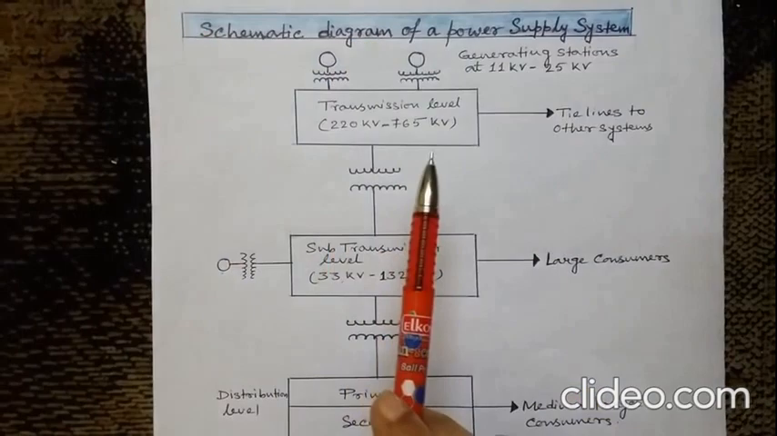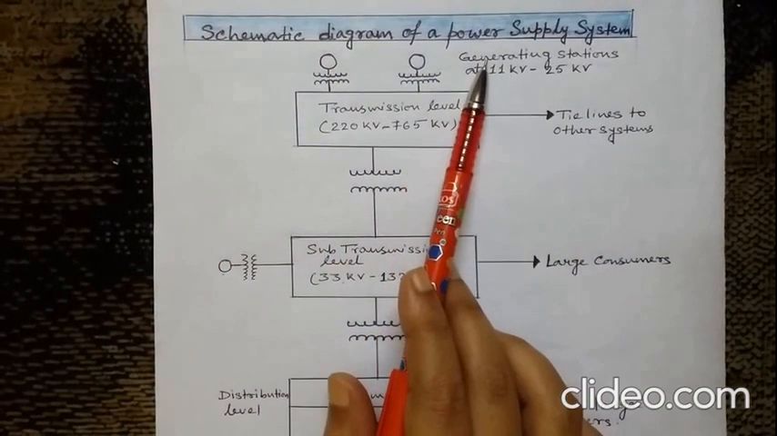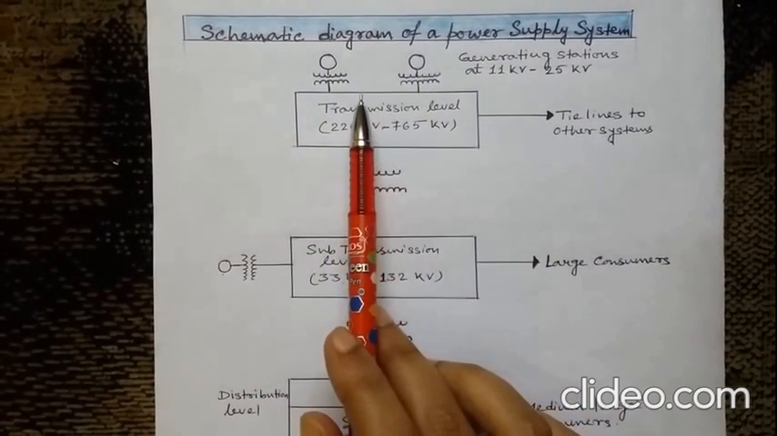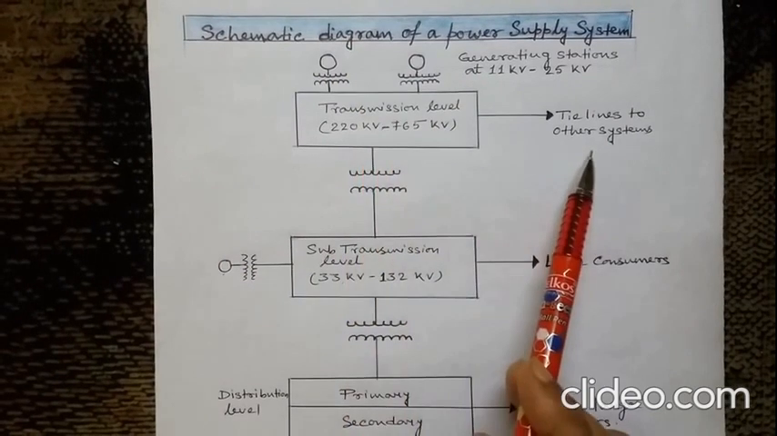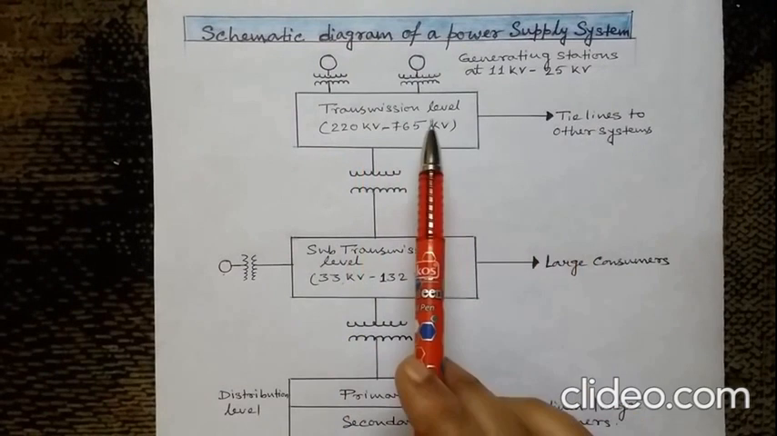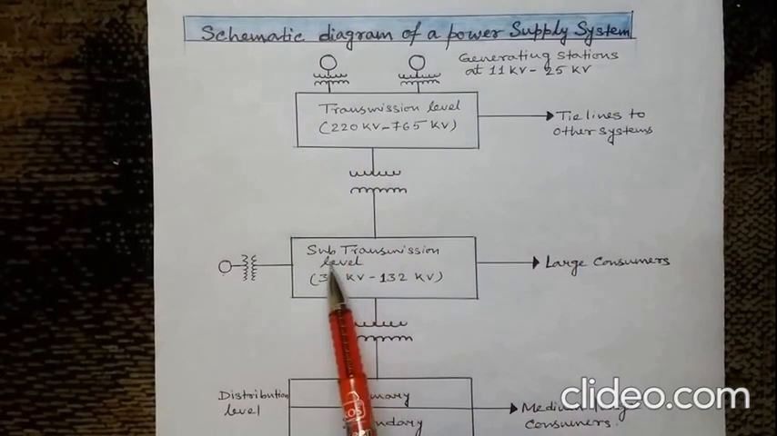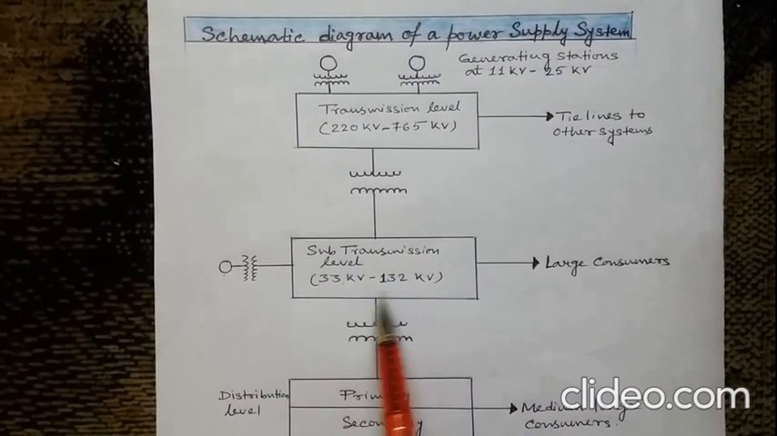If we look into the schematic diagram of power system, the first one is the generating station. Then you have the step-up transformer. Then the transmission system is coming. After that, the tie line to other system. Tie line means three-phase transmission line. It will be further stepped down. Then you have the sub-transmission system, and the voltage level is 33 kV to 132 kV.